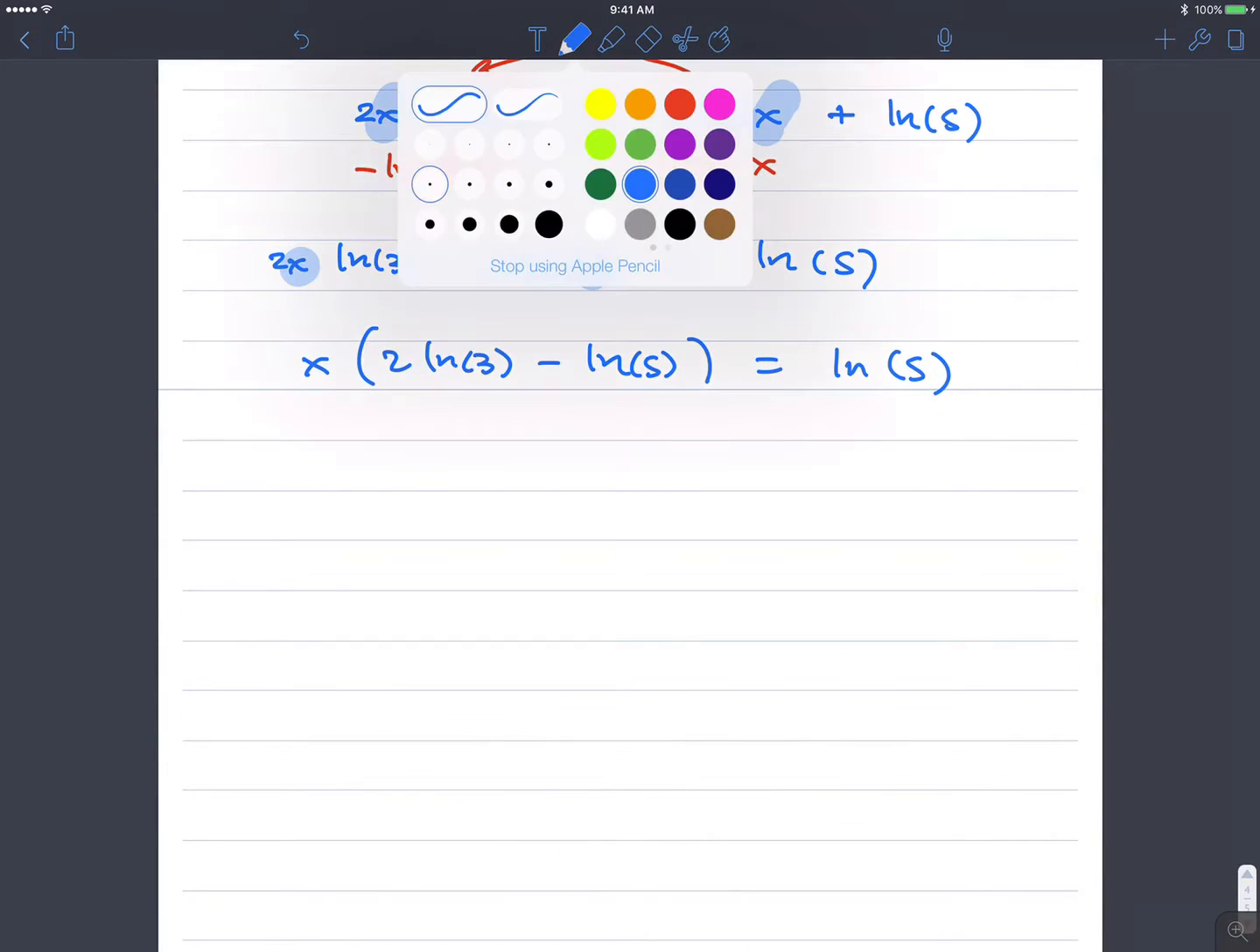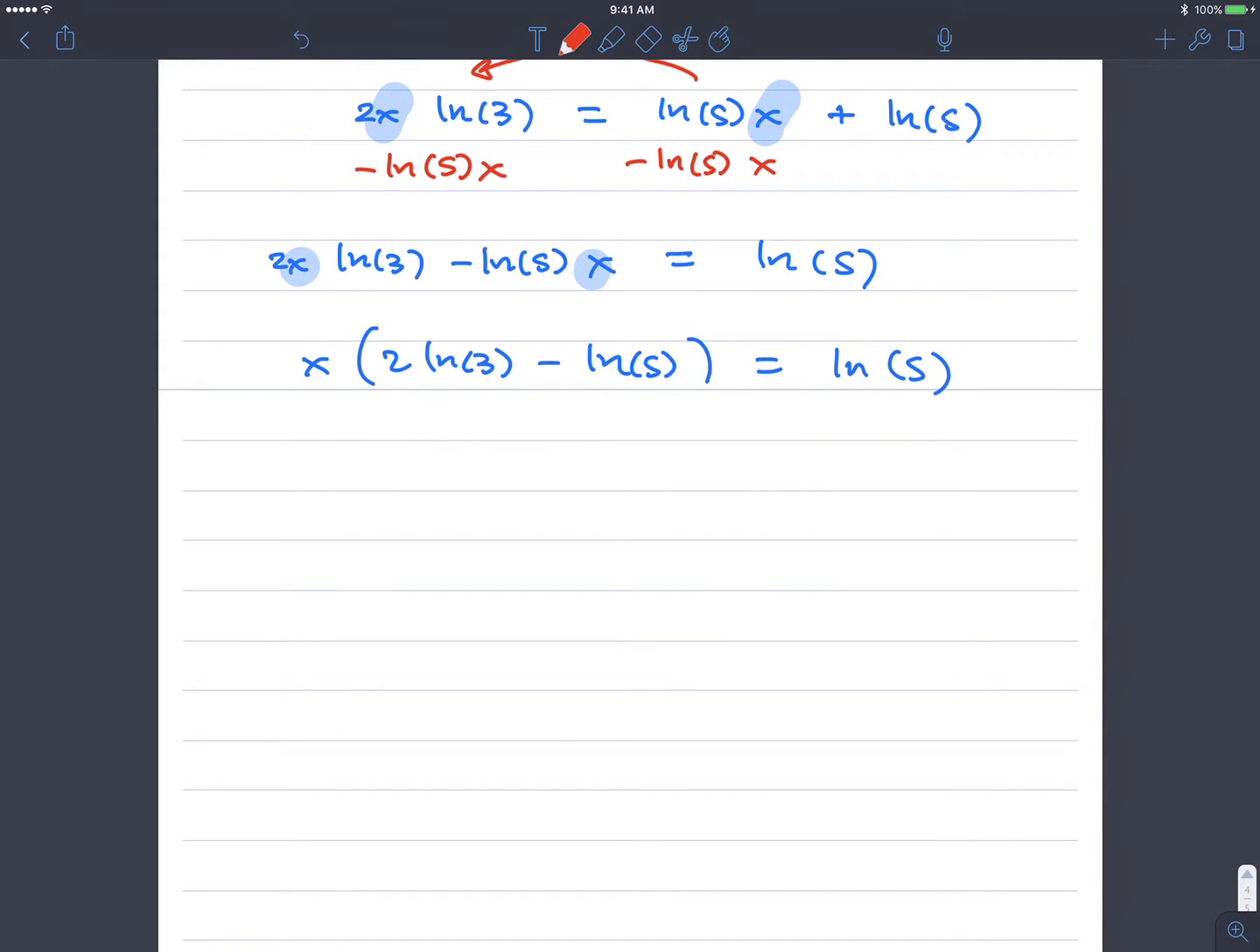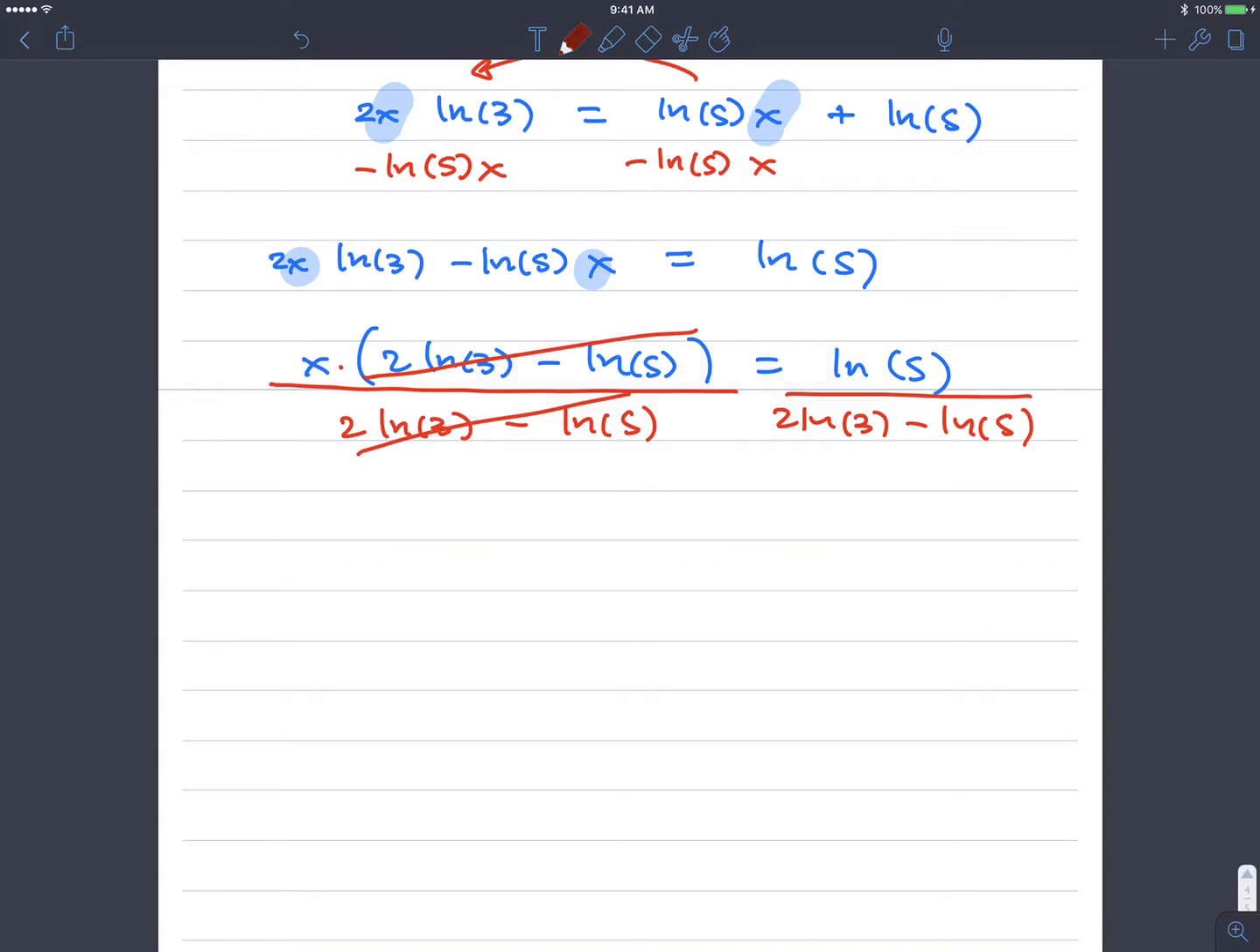So what you can do now is this. Remember, x is multiplied by 2 natural log 3 minus natural log 5. This is a number. So if I divide both sides by 2 natural log 3 minus natural log 5, I get cancellation here. And we end up simply with x equals natural log 5 divided by 2 natural log 3 minus natural log of 5.